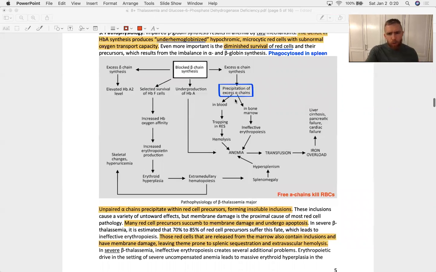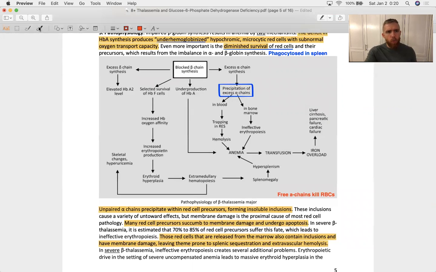So good little flow chart here. Take a look at that on your own. What I really want you to take out of it, the hub of this chart, is the precipitation of excess alpha chains, because you're making too many alpha chains relative to your beta chains. If you understand that, you understand everything about this beta thalassemia.